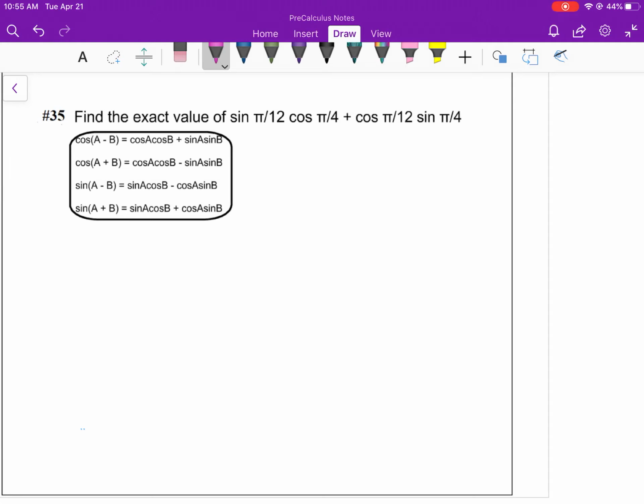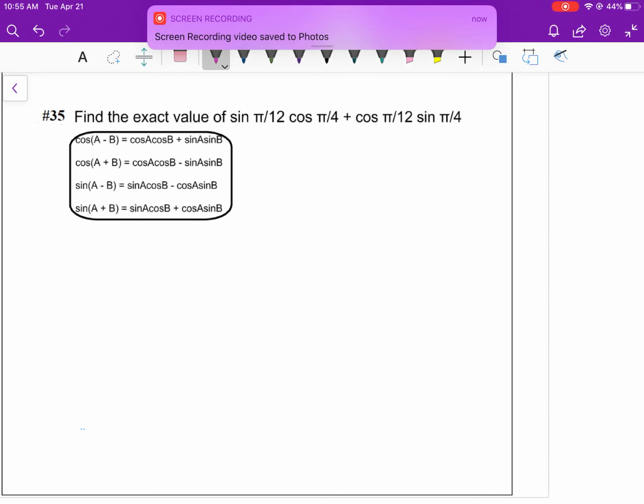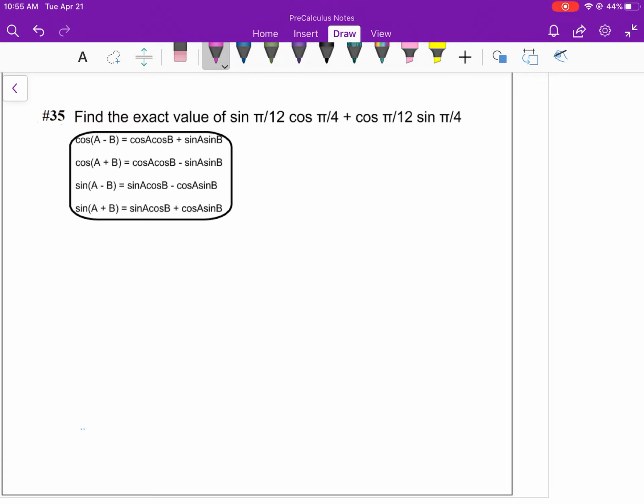Okay, we're going to finish up this first part of lesson 5.4 with this problem right here. Now, it's basically just going backwards from what we had before. So if we go backwards and go back to our formula, we'll be able to sort it out.